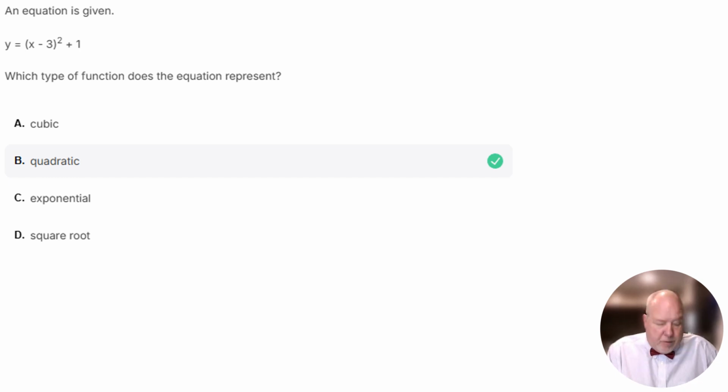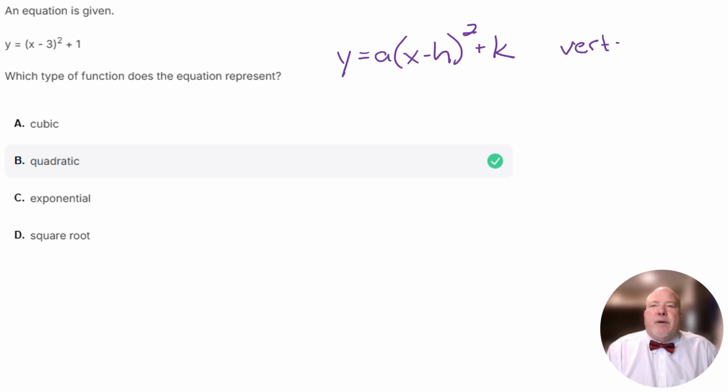So let me just show you real quick what vertex form looks like. It's y equals a times x minus h to the second power plus k. That's the vertex form of a quadratic equation. Now, this is in vertex form, so the answer is quadratic. Okay? If you didn't recognize that, let's talk about a couple things.